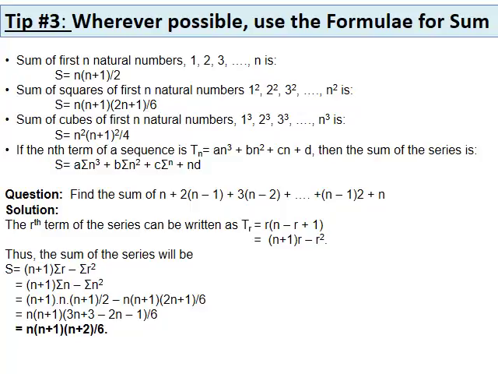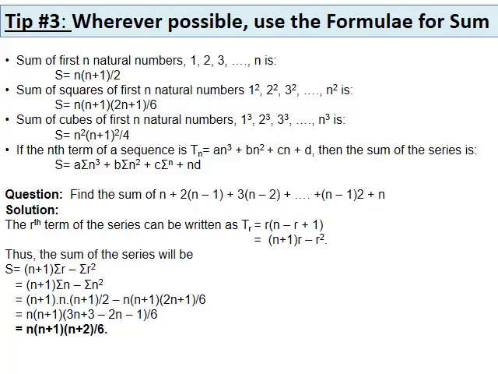The sum of cubes of the first n natural numbers 1 cube, 2 cube, 3 cube and so on till n cube is S = n square (n + 1) square divided by 4. If the nth term of a sequence is Tn = an cube + bn square + cn + d, then the sum of the series is S = a sigma n cube + b sigma n square + c sigma n + nd. Let's look at a question.